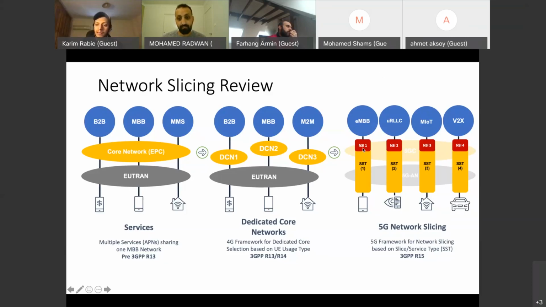And for the sake of global identification, the 3GPP has standardized, in R16, the slice service type, or SST, which is 1, 2, 3, 4, for eMBB, for IoT, for ultra-low latency and reliable use cases, and for V2X. This means that whatever the terminal roams across operators, it still keeps its profile.